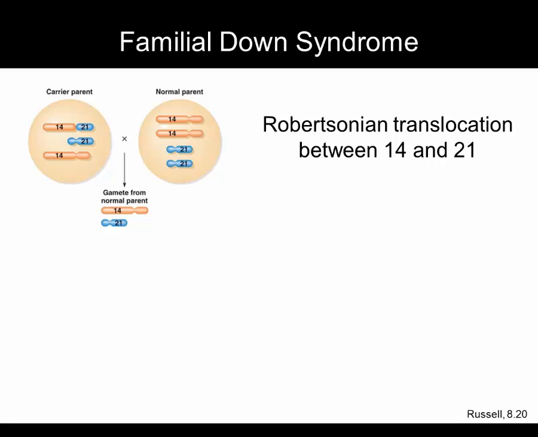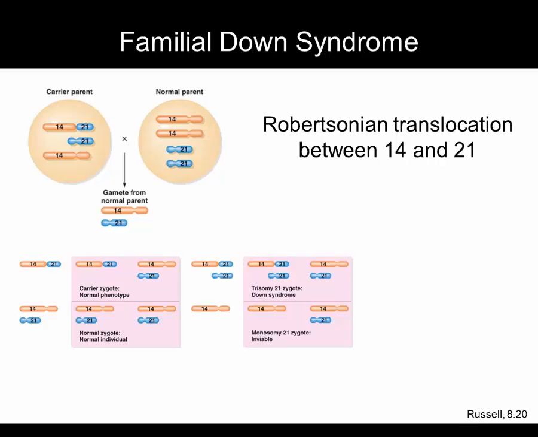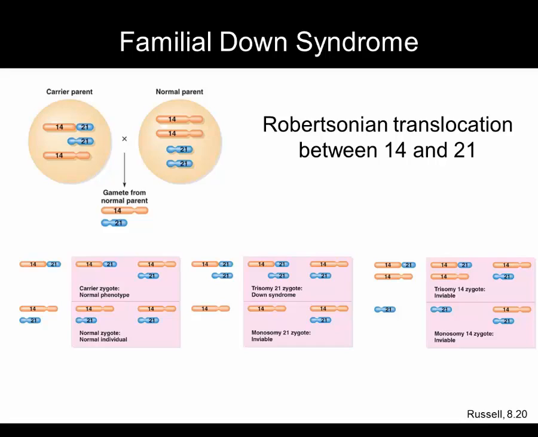There are 3 ways the chromosomes can segregate in meiosis. If the chromosome with the translocation goes to one gamete, and the normal chromosomes go to the other, all offspring will have a normal phenotype. But if the translocation and chromosome 21 segregate together, that gamete will give rise to a child with Down syndrome, while the other will have monosomy 21, which is not viable. Likewise, if normal chromosome 14 segregates with the translocation, leaving normal chromosome 21 by itself, the offspring will have trisomy 14 or monosomy 14, neither of which are viable.